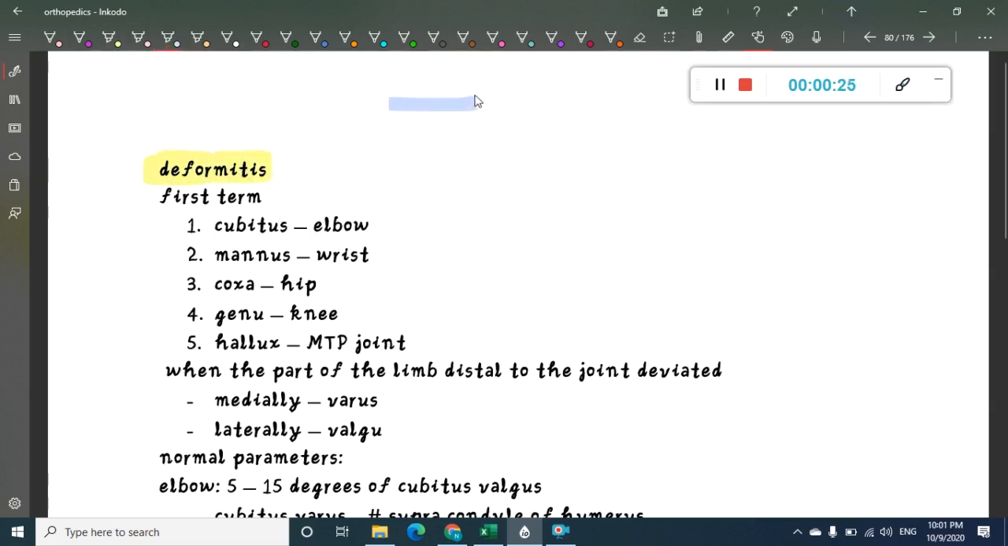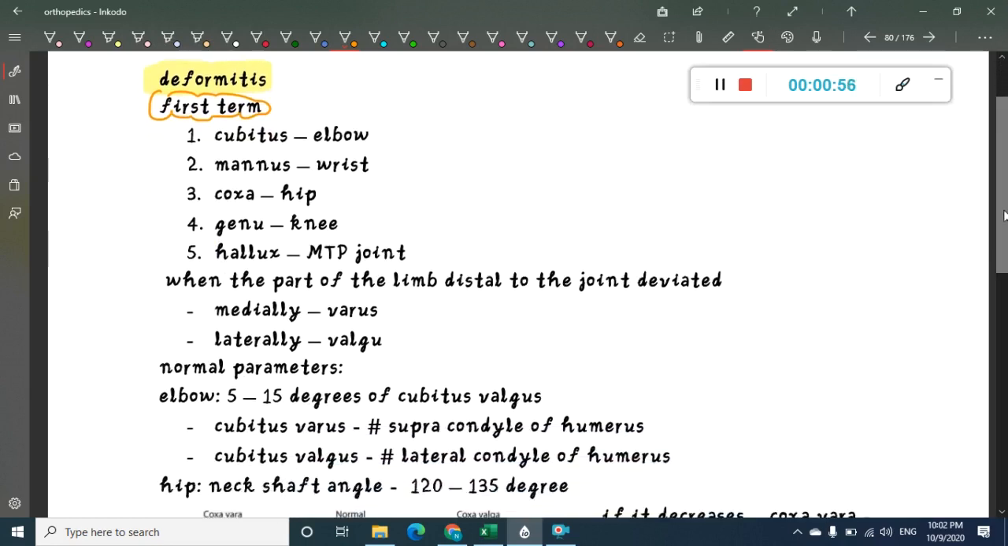We will have two words for deformities, if you remember, like cubitus varus or cubitus valgus, coxa vara, coxa valgus, right, like that. If you see the first term, cubitus is called as elbow. If there is manus term, then that is wrist, coxa is hip, genu is called as knee, and hallux is metatarsophalangeal joint.